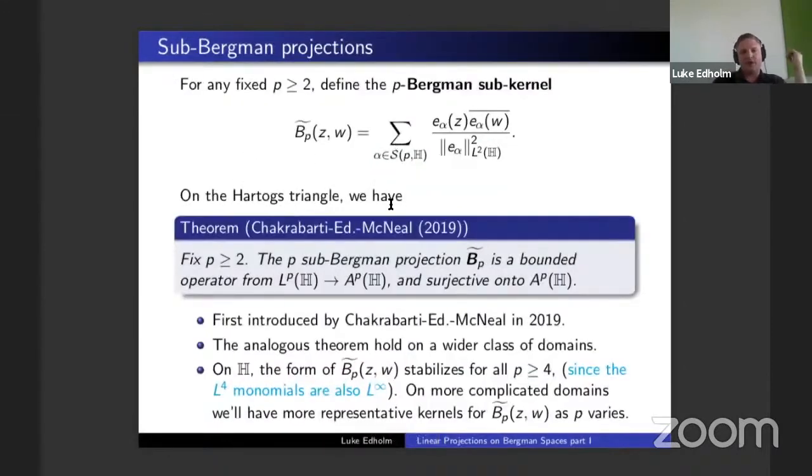And so on the Hartogs triangle, we have this theorem that Debraj, myself, and Jeff proved a couple of years ago in a more general setting, but just stated here.